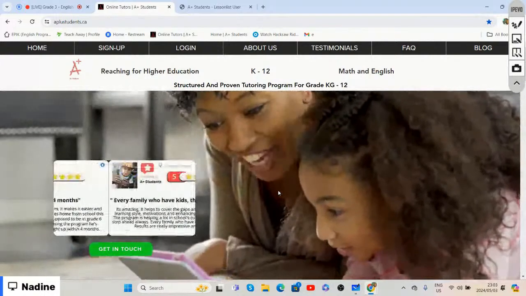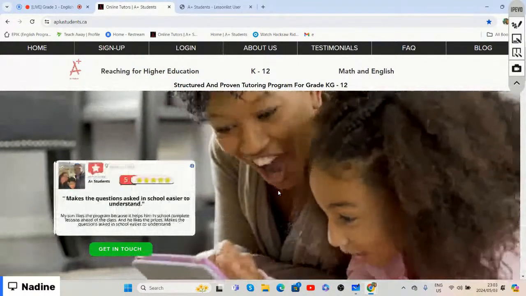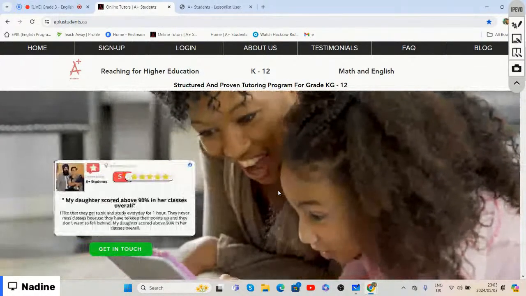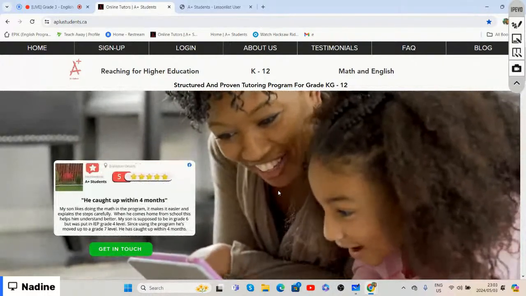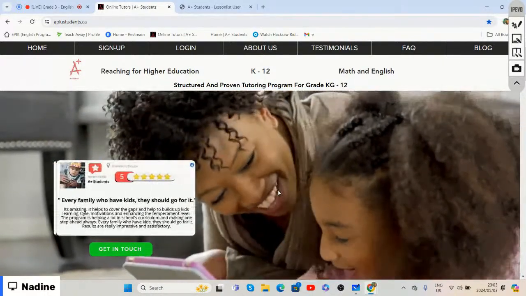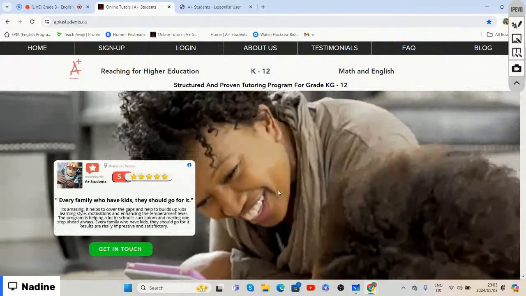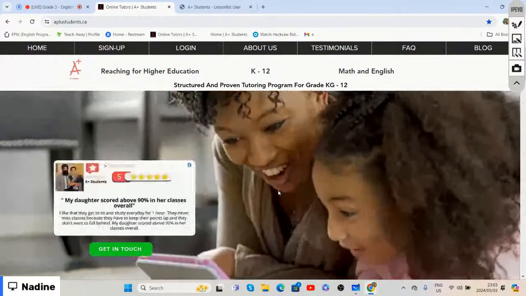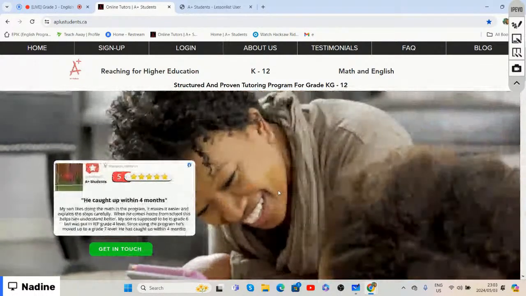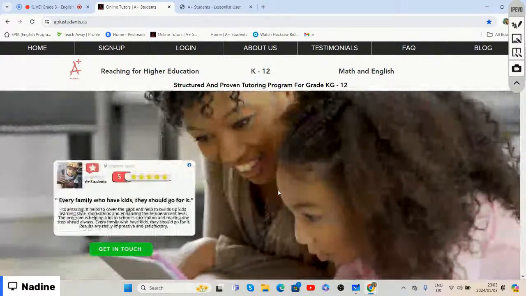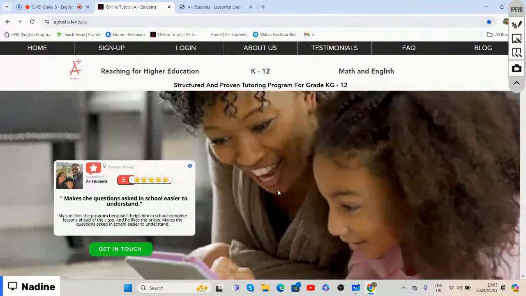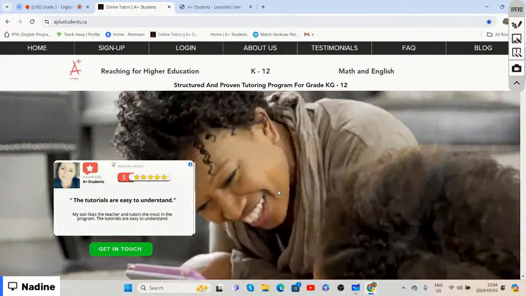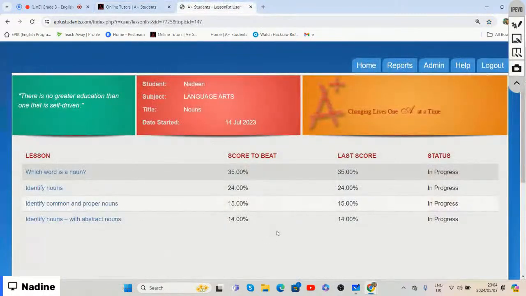Once we've logged on to aplusstudents.ca with our username as well as our password, and then we're going to select the subject of language arts, grade 3, and then we're going to scroll down up until we get to the chapter of nouns.